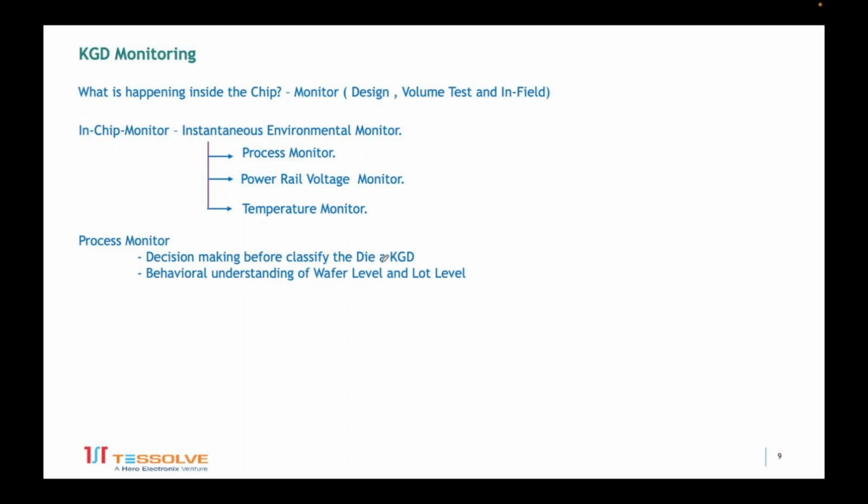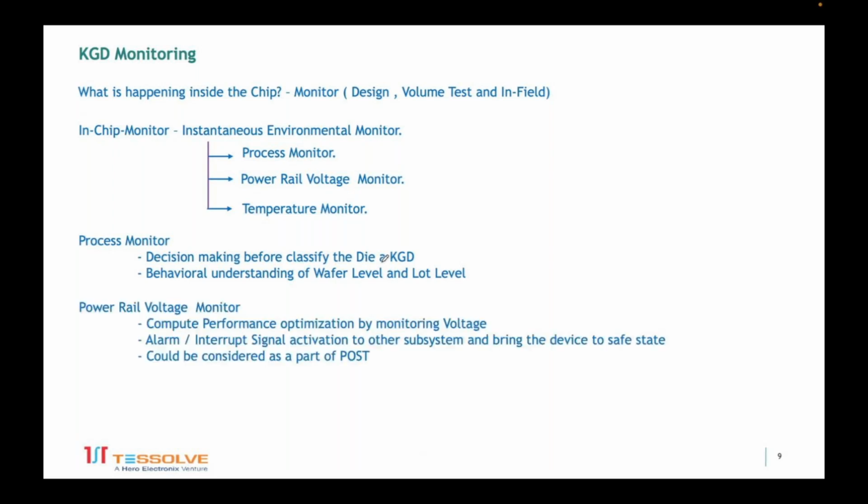So with this, the process monitoring will help with the behavioral understanding from the wafer level, so that a marginal pass die, do you want to consider or not? You could look at some of these behaviors from the process monitor. Whereas in the power rail voltage monitoring, based on how it is performing, the compute performance can be optimized.